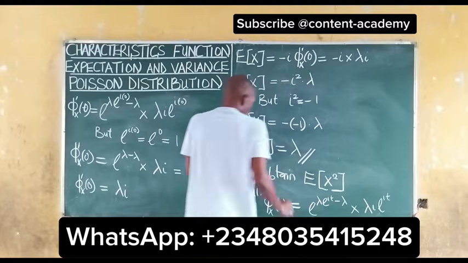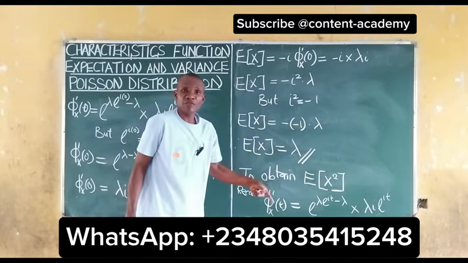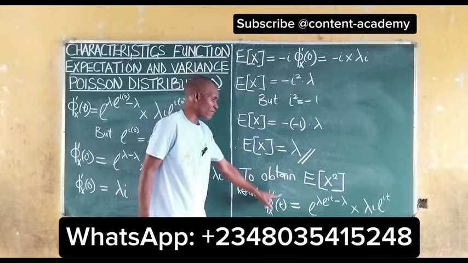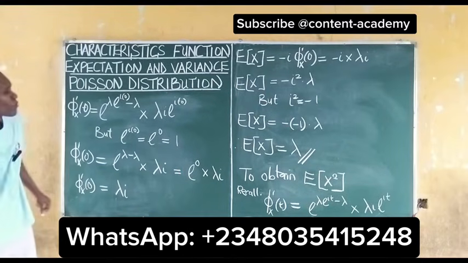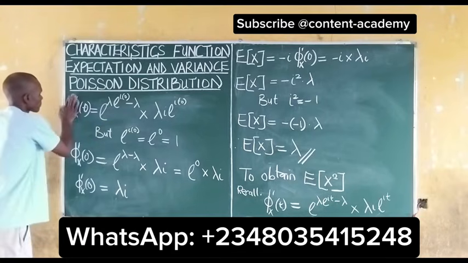To obtain our expected value of x squared, we need the second derivative of our characteristic function. Now we take the second derivative of this function. That means we employ the product rule of differentiation. So we move over to the other side.